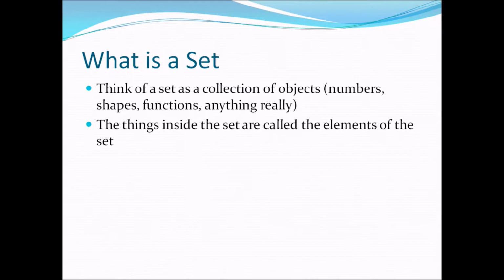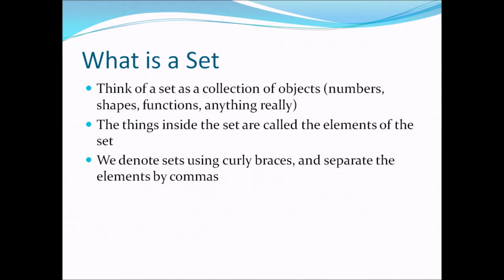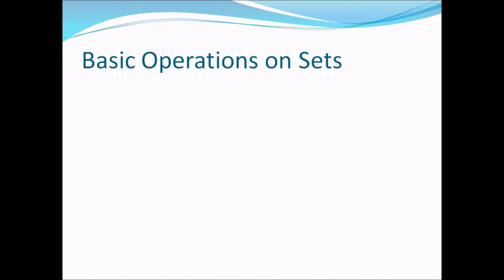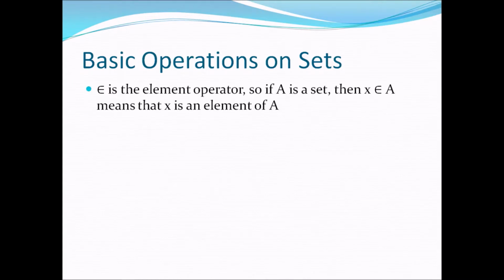Some people like to think of sets as a box. That's an analogy that you might hear when you first start off with set theory. A set is a box, and the things inside the box are the elements in the set. So we denote sets using curly braces and separate the elements by commas. So for example, the set containing the equation x plus 3y, 7 in yellow. That's a set.